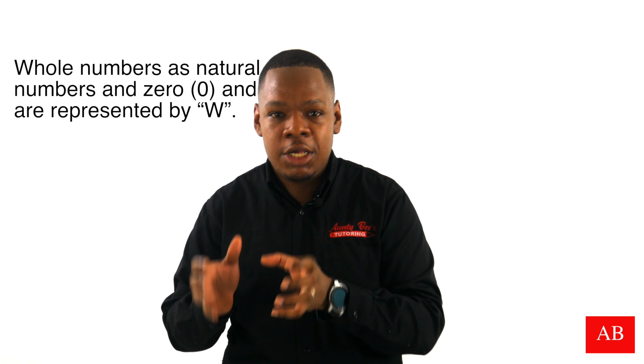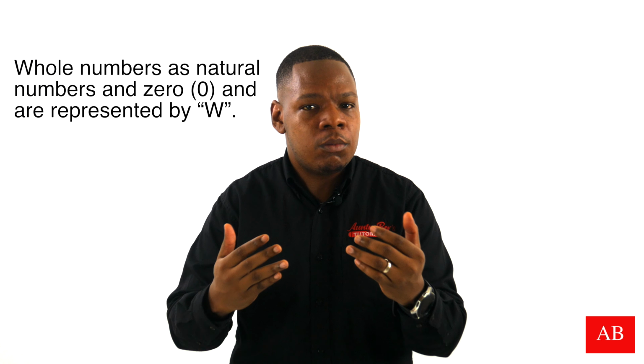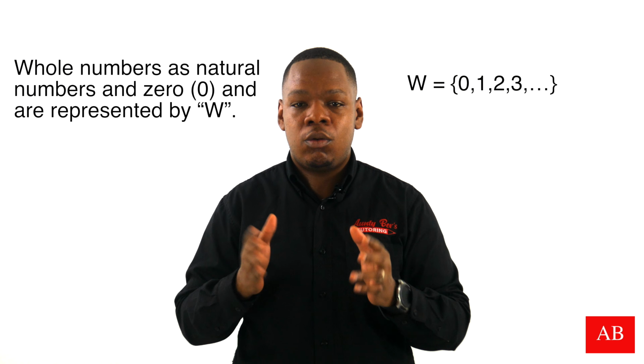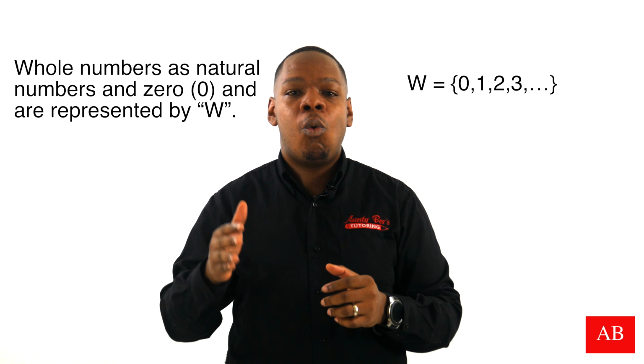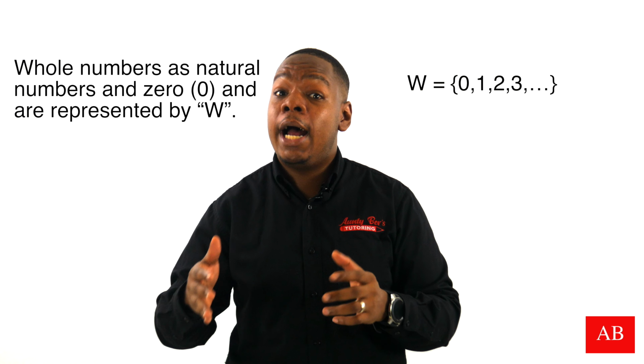Now, what are whole numbers? Whole numbers are simply the set of natural numbers and 0. The symbol for whole numbers is W. So the set of whole numbers would be equal to 0, 1, 2, 3, and so on. Now, we note right here that natural numbers are contained in whole numbers. If we're not 100% sure what that means, check out our video on sets and it will be much clearer to you.